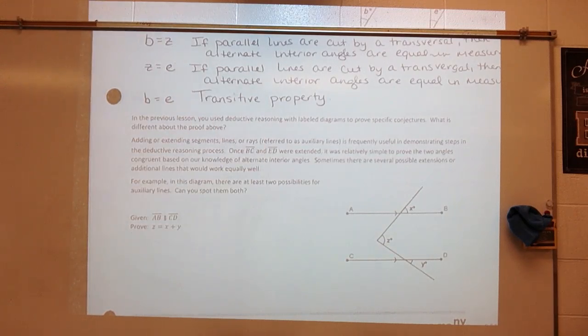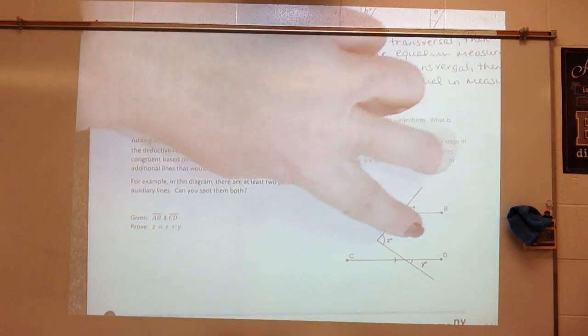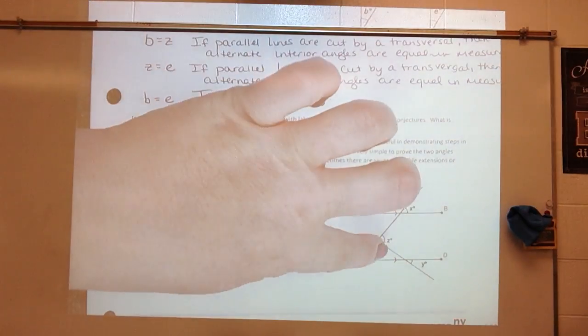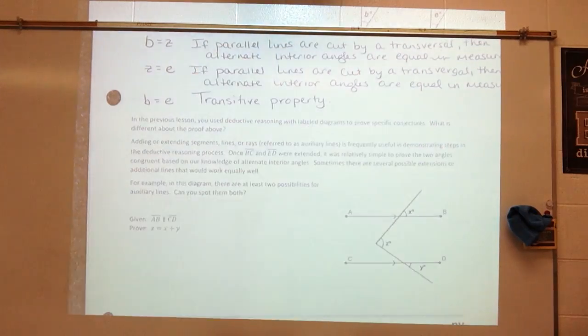Sometimes there are several possible extensions or additional lines that would work equally well. For example, in this diagram, there are at least two possibilities for auxiliary lines. Can you spot them both? Okay, so it tells me that segment AB is parallel to segment CD. And it wants us to prove that Z is equal to X plus Y.